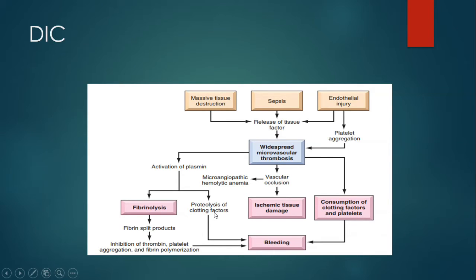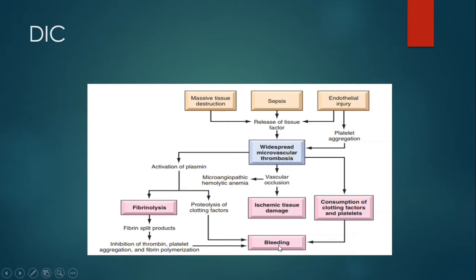Widespread microvascular thrombus can also cause vascular occlusion, as we have discussed, that leads to microangiopathic hemolytic anemia and ischemic tissue damage. There is another result of widespread microvascular thrombosis, that is consumption of clotting factors and platelets, consumptive coagulopathy, that leads to bleeding. So this is a complication related to DIC.